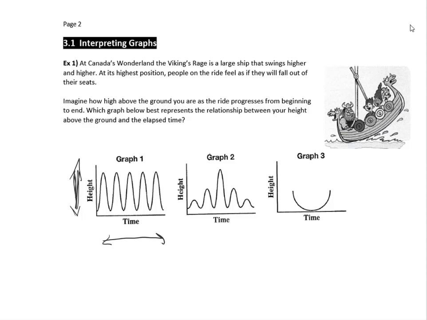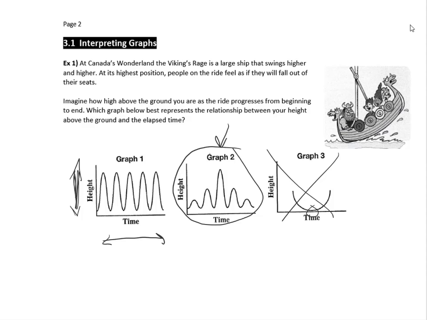The answer I would likely go with is graph 2, because when the ride first starts, it's going to be fairly close to the ground. It's not going to be right on the ground because it needs a little bit of suspension. Otherwise, it'd hit the ground every time it came back down. So that automatically rules out number 3 because it hits the ground right here. So I would say not graph 3.